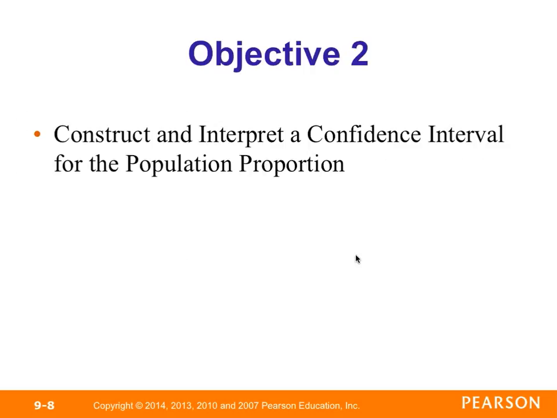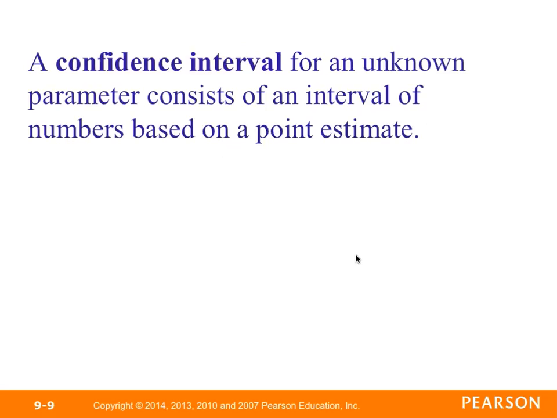That's what objective 2 is all about. We want to construct and interpret a confidence interval for the population proportion. The first step is always to take your sample, get your p hat, and then we use it to create an interval in which we think our true population proportion might lie. A confidence interval for an unknown parameter consists of an interval of numbers based on a point estimate. The point estimate comes from your sample, and then we add and subtract a margin of error in order to end up with a confidence interval for our unknown population parameter.